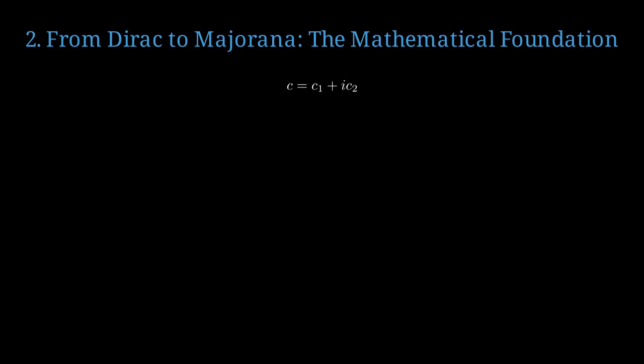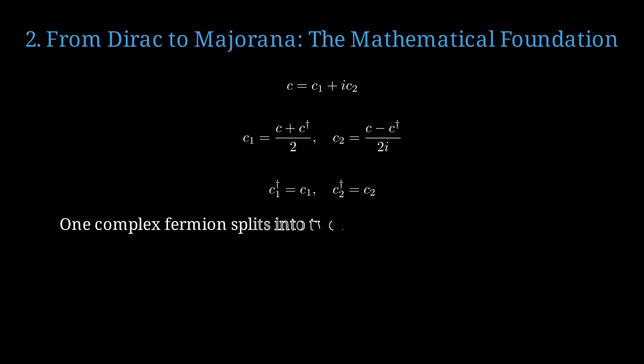A complex fermion operator C can be decomposed into two real components. C equals C1 plus i times C2. We can explicitly write C1 as (C plus C dagger) over 2 and C2 as (C minus C dagger) over 2i. These are our Majorana operators. Each Majorana operator is Hermitian. C1 dagger equals C1 and C2 dagger equals C2. They are their own conjugates. This decomposition shows that one complex fermion is equivalent to two Majorana fermions. This is the key to understanding half fermions.